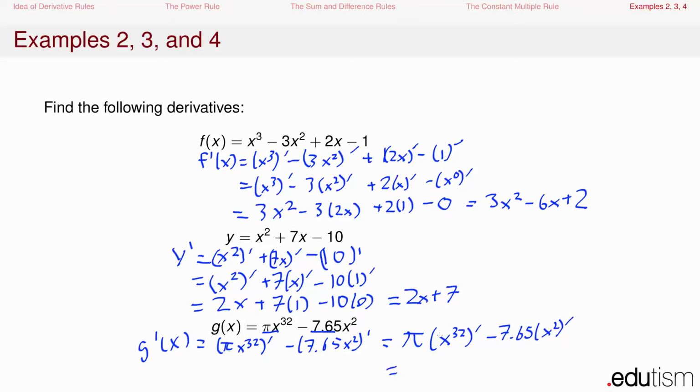Then I can take the derivative of x to the 32 and x squared separately. So it's going to be pi times 32x to the 31 minus 7.65 times 2x. Simplifying, this gives you 32 pi x to the 31 minus 15.3x.